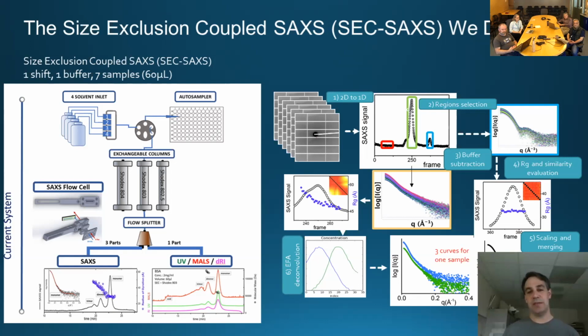So here's an example. Again, we collect frames. You can go by the intensity on that and get your typical elution peaks like you would get for UV. You can see this sample. There's a buffer region.